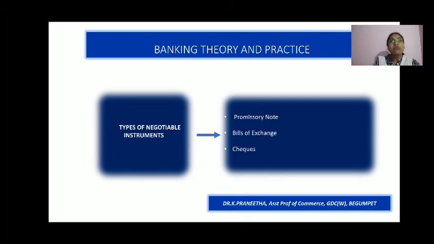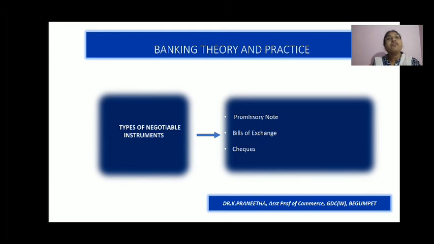So, there are three parties to a bill of exchange, namely the drawer. Drawer means who gives the order to pay, or the maker of the bill. Drawee means the party who pays the amount of the bill to the payee, and the payee is the one to whom the amount of the bill is paid by the drawee. The drawer himself can be the payee of the bill.